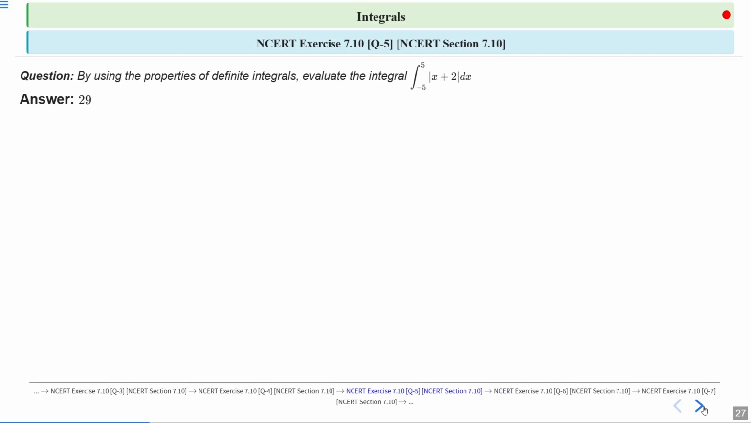So the answer is 29. If you remember, I already mentioned that when we calculate a definite integral, the value is always a numerical value, and when we calculate an indefinite integral, the value is always a function, because we can relate a definite integral with an area function, and area is a numerical value.